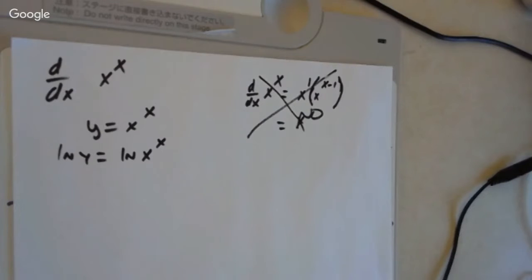In fact, it's first date material. If you're dating somebody who's in Calc AB or IB Calc, and you really want to impress both them and their parents, walk in. Don't give them flowers. Be like, hey, you guys got a whiteboard in the house? I want to show you what the derivative of x to the x is.